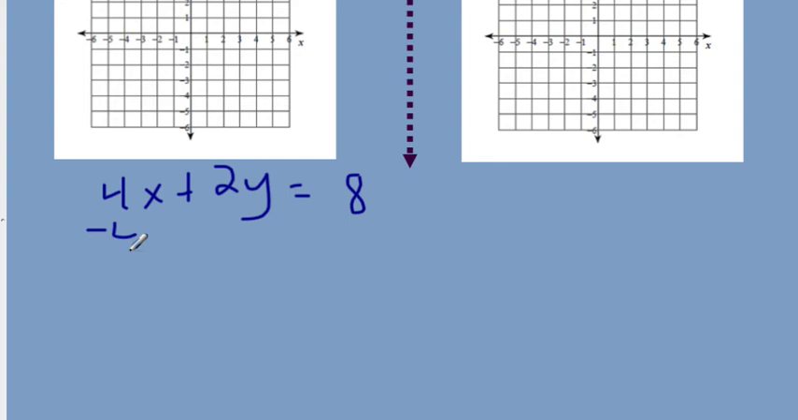So the first thing I'm going to do is I want to get that x to the other side. Well, that's a positive 4x. So what I'm going to do is subtract it from both sides. And then I'm left with 2y is equal to negative 4x plus 8.